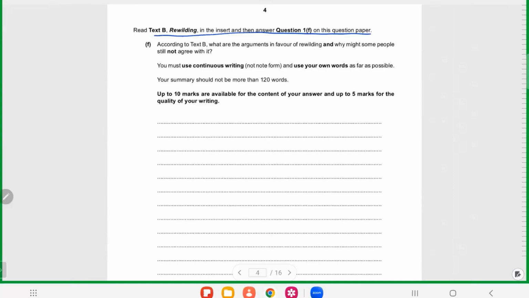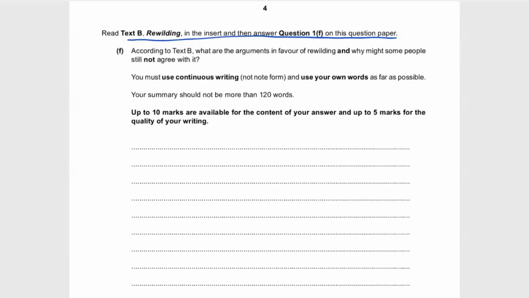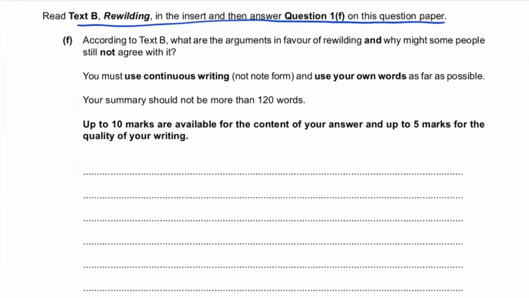In the previous video, we learned A till E part, and that was all about Text A. Today, we'll be learning from Text B and how to attempt this F part, which is the summary writing part. And now let's just explore how to do it. Now let me just tell you stepwise what are the ways to attempt the summary writing part.